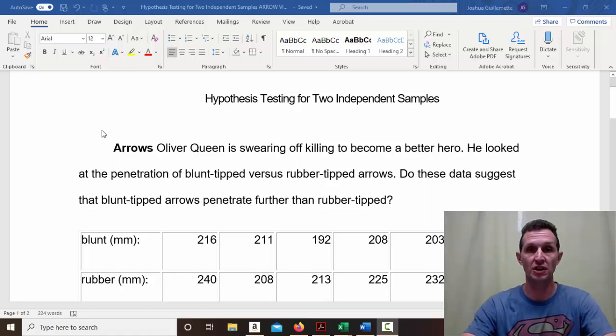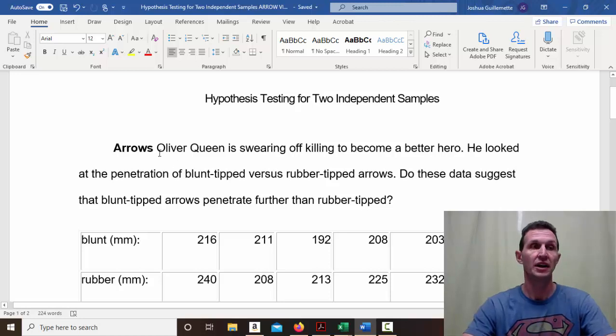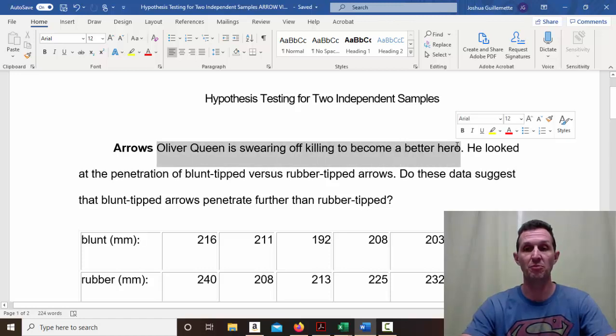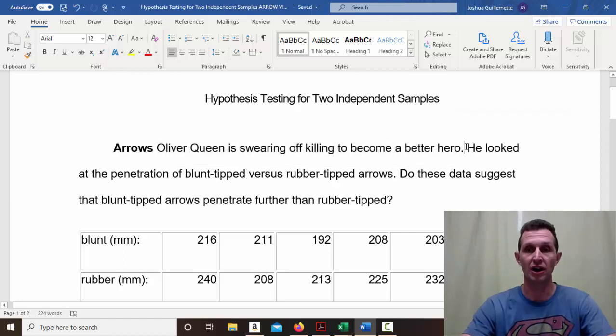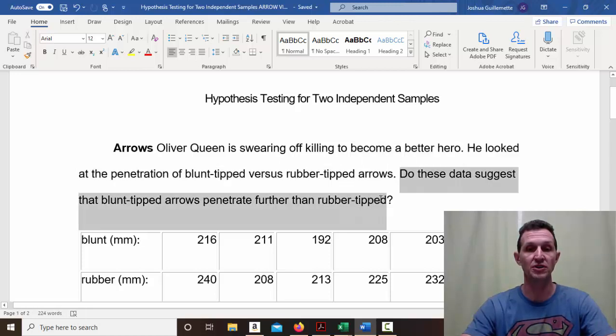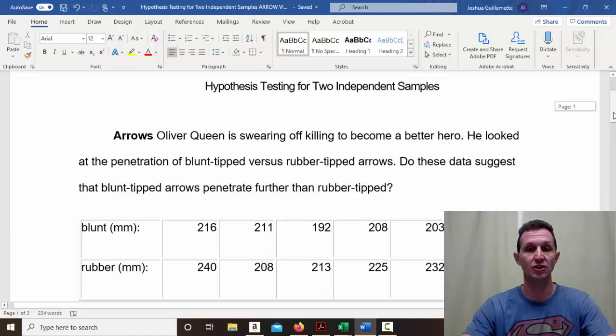Alright, so what we want to talk about today is hypothesis testing for two independent samples. And as you all know, I am a super Arrowverse fan, and so we're going to work today with Oliver Queen, who is swearing off killing to become a better hero, the paragon he was meant to be. He looked at the penetration of blunt-tipped versus rubber-tipped arrows. So do these data suggest that the blunt-tipped arrows penetrate further than the rubber-tipped arrows?